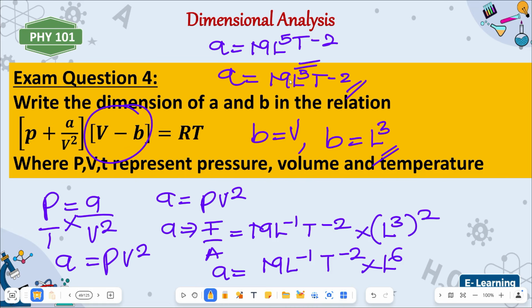So your A is ML^5 T^-2. B is L raised to the power of 3. That is how to go about this particular question. All right? It's a very simple thing.